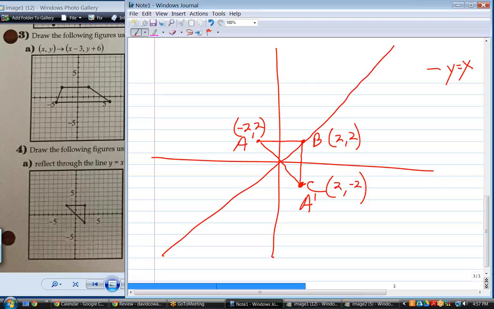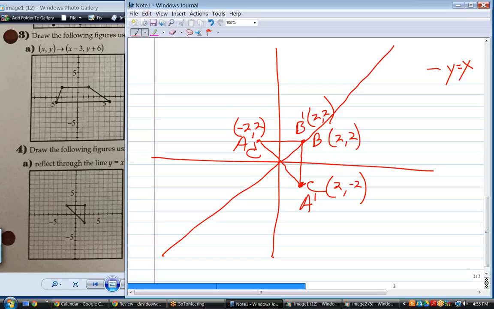Where is B prime? Does it just stay the same? That's why I said it's a bad example. And where is C prime? Where A used to be. Right. And so that's your line reflected over y equal x.